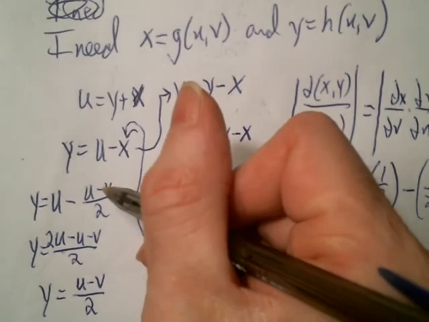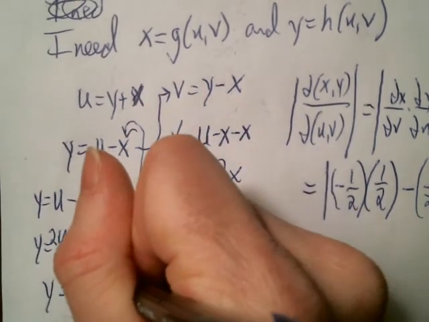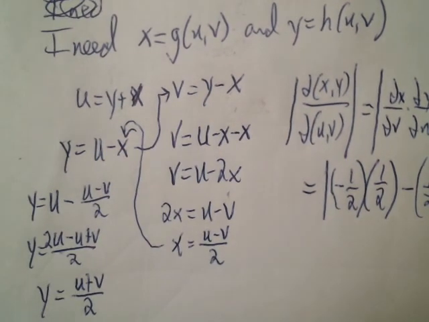Oh, I forgot to distribute right here. So this would be u plus v, sorry. Sorry about that. That's what I get for skipping steps.